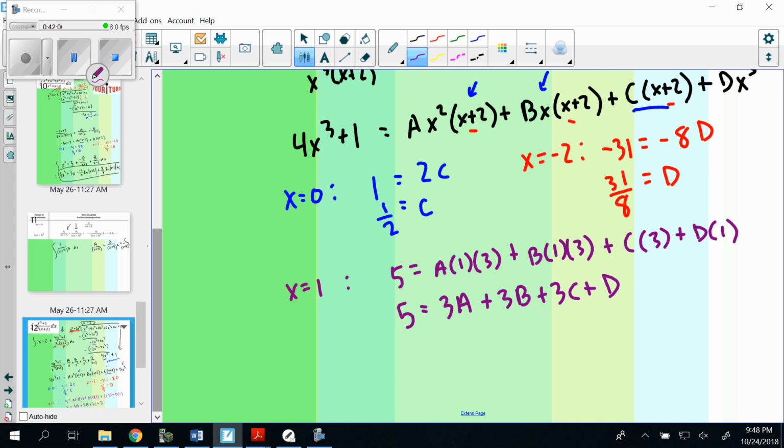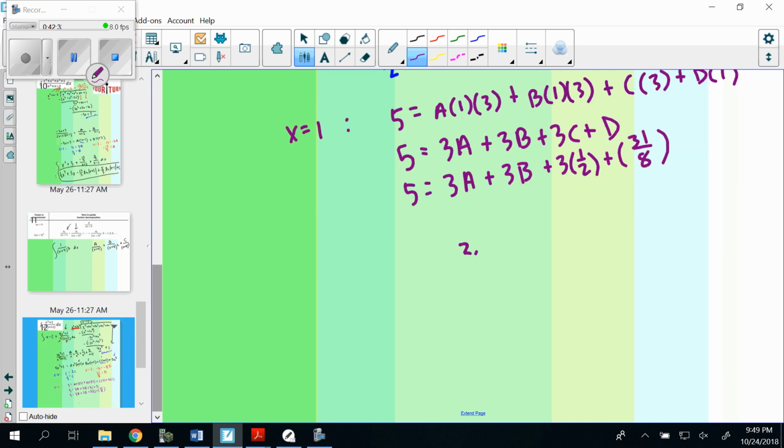Now, we know what C and D are, so we could plug those in and get an equation that's a little bit easier here. So if we plugged in those values, we know C is a half and D is 31/8. Now we could simplify that down to an equation that just has A and B, so we could get 3A plus 3B. If we add those and minus from 5, that's going to come out to be negative 1/8.